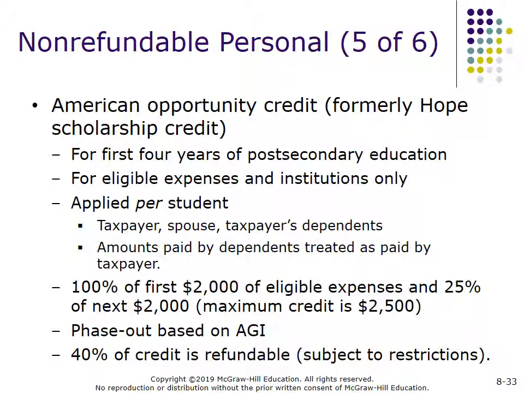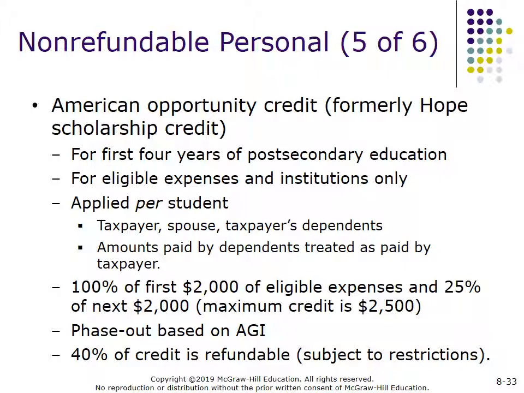What's eligible? 100% of the first $2,000 paid out of pocket, including student loans, any amounts received that would have to be paid back. That's how you could look at it. That you use to pay for tuition, books, fees, and then 25% of the next $2,000. So you may have a credit per student, depending that they meet these requirements, of $2,500.